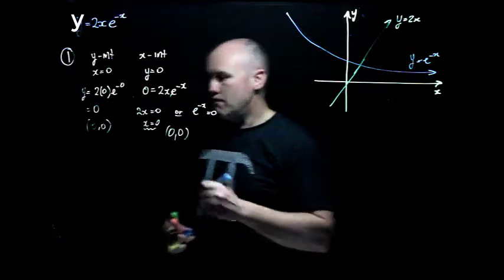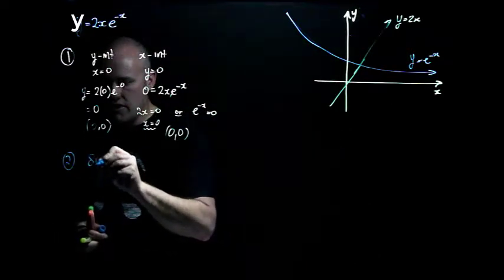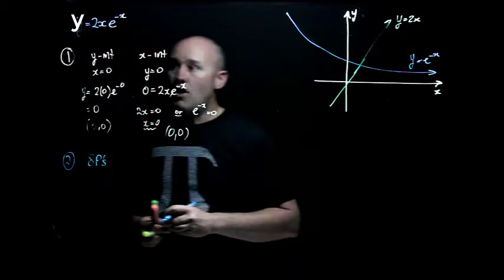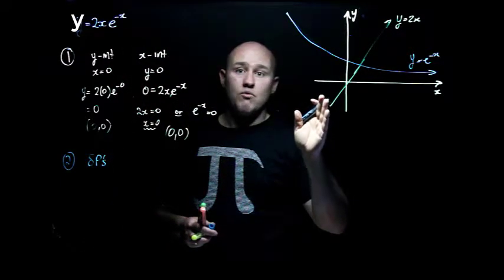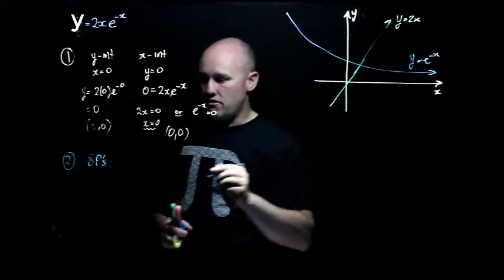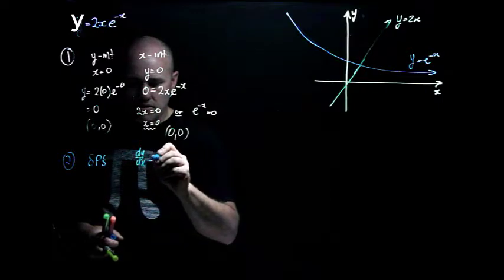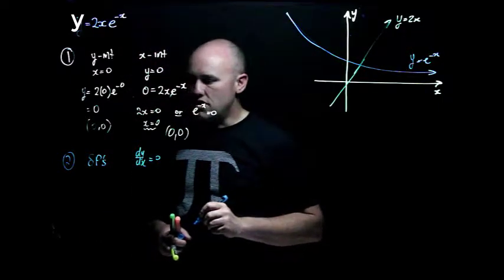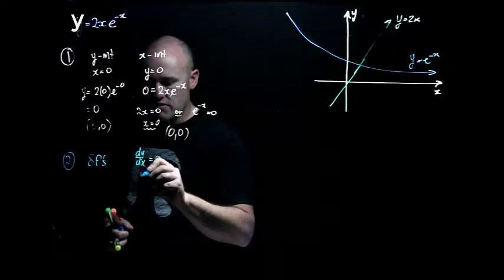Secondly, we can find stationary points. So these are our SPs. To find the stationary points, I need to go through and find where the derivative equals 0. So I want to let dy/dx equal 0 to find my stationary point, and to do that I need to calculate dy/dx. So let's start with this.